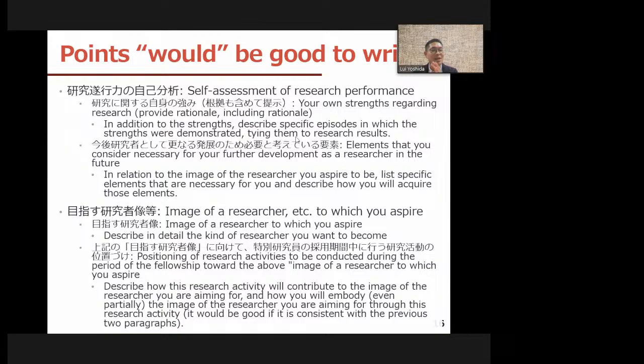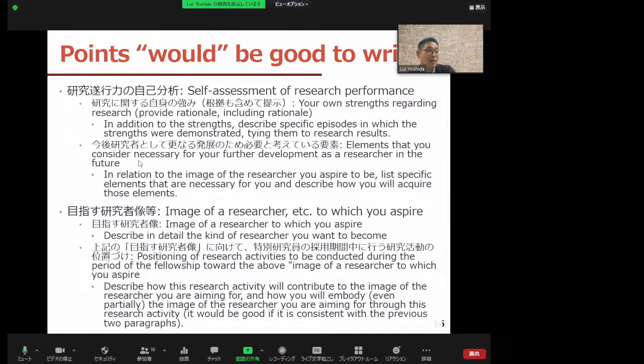So her strengths were communication skill, and also grit. The mind of never giving up is very evident in that episode. So something like that, please write a specific episode related to the research in this section. And also in the latter part, in relation to the image of the researcher you aspire to be, list specific elements that are necessary for you and describe how you will acquire those elements. I recommend you to write these.